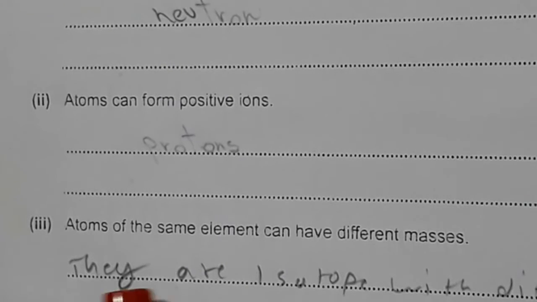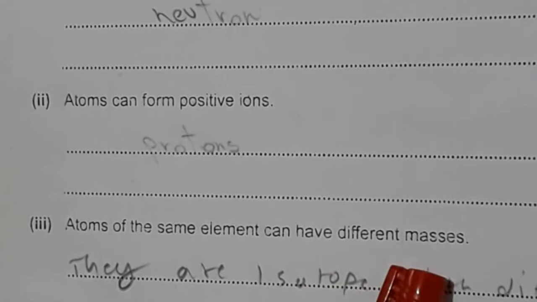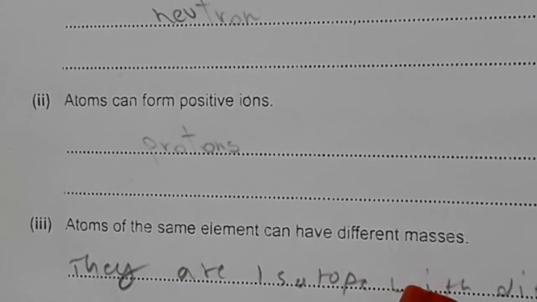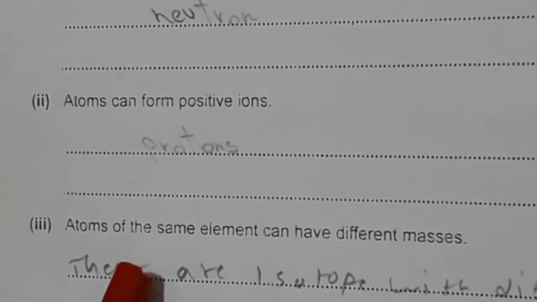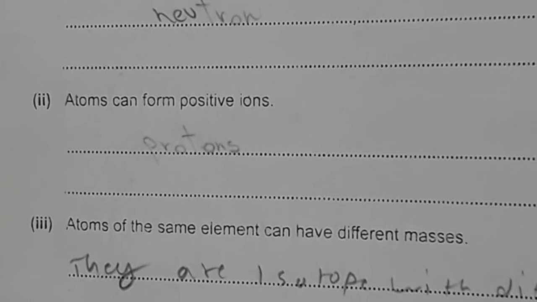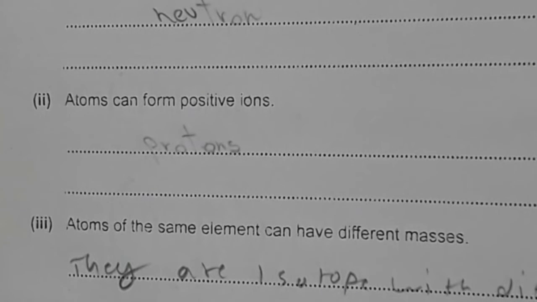Third one here: atoms of the same element can have different mass. We solved this type of question just before. Different atoms of the same element have the same proton number but different mass number. This is isotope. So different atoms with different mass but the same proton number are isotopes. That is the answer for this question.